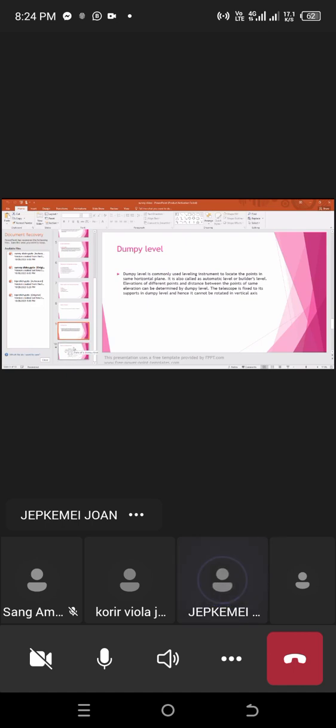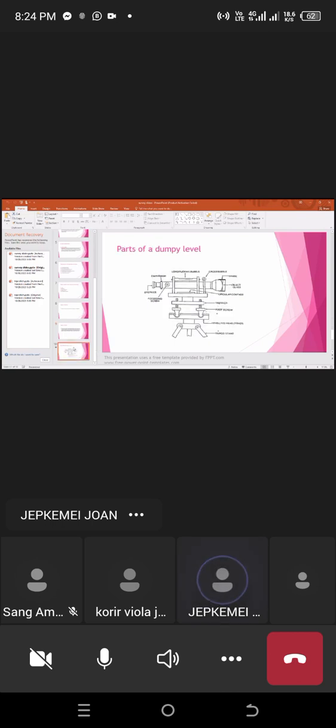The telescope is fixed to its supports in a dumpy level, and hence it cannot be rotated about its vertical axis. Under this dumpy level, we always start by setting out. This is whereby you spread the tripod legs and mount the dumpy level. You use the foot screws to ensure that the bubble is well leveled, and after that, you use the focusing screw to adjust.